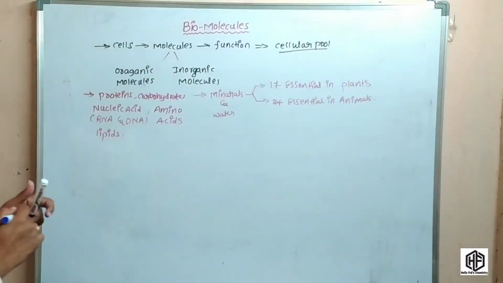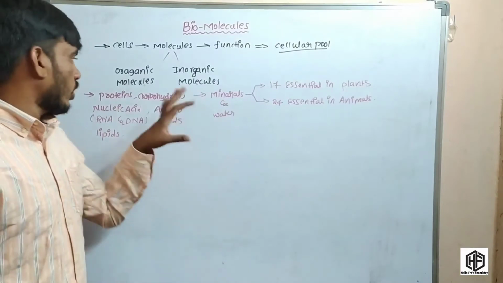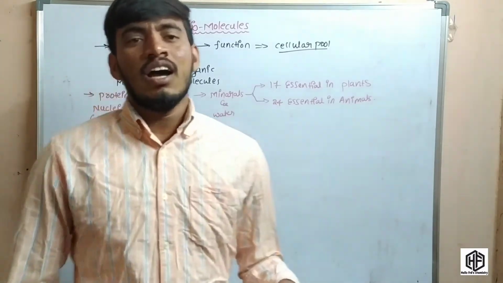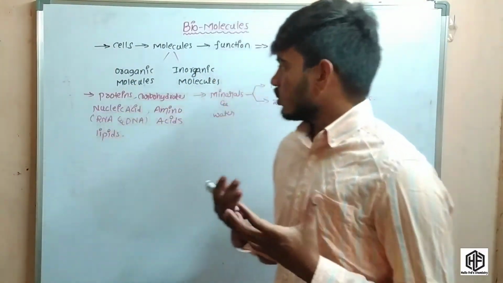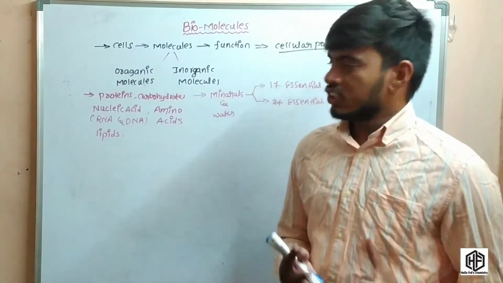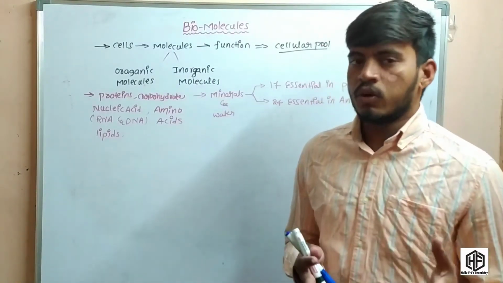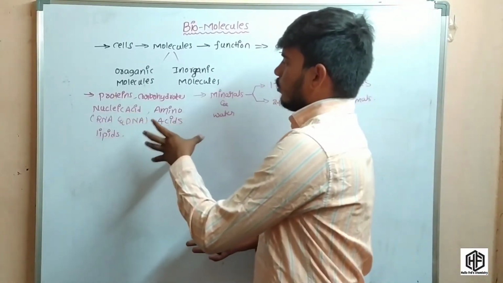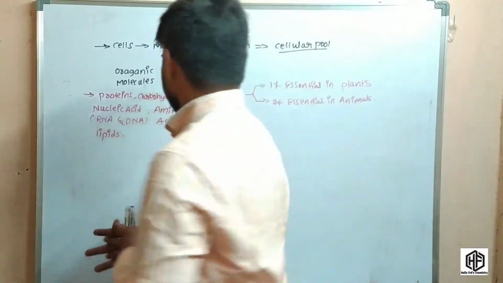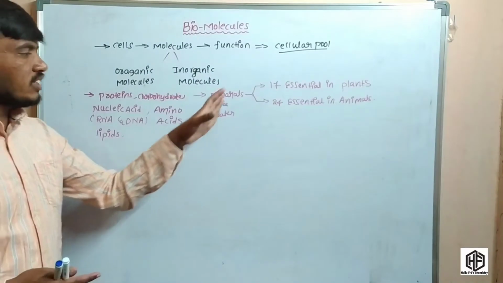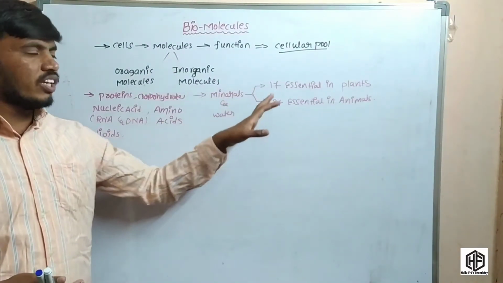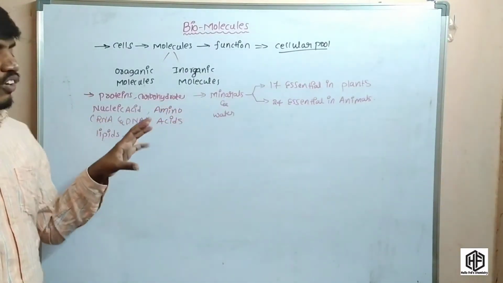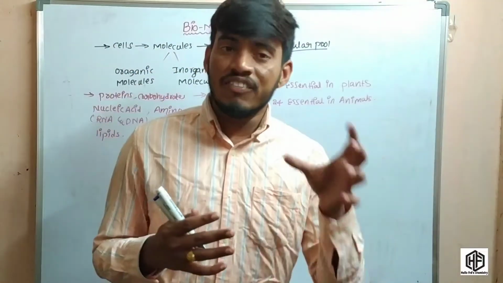So these molecules are again classified into two categories: organic molecules and inorganic molecules. Organic molecules contain carbon and hydrogen. The organic molecules are proteins, carbohydrates, nucleic acids and amino acids. The nucleic acids are RNA and DNA. The inorganic molecules are minerals and mineral ions. Out of these minerals, 17 are essential in plants and 24 are essential in animals. These molecules play a very essential role in biological processes in living organisms.